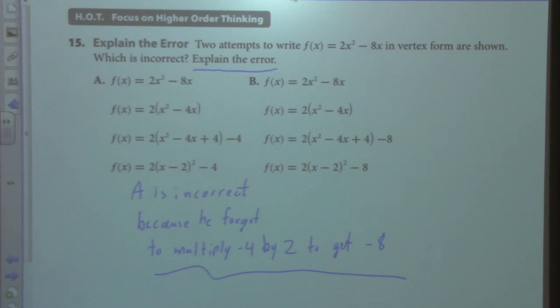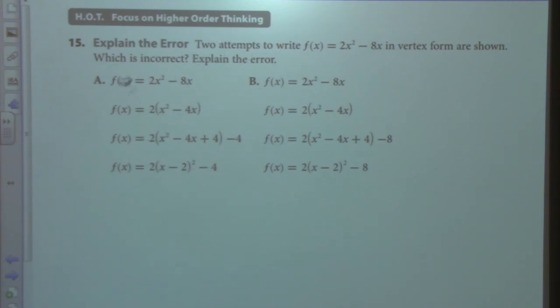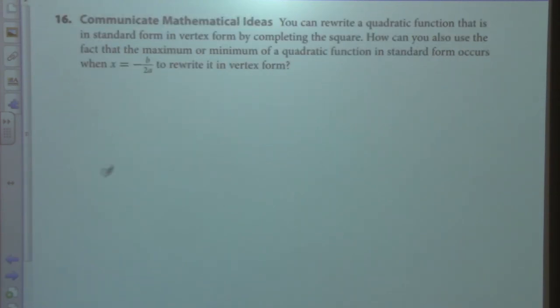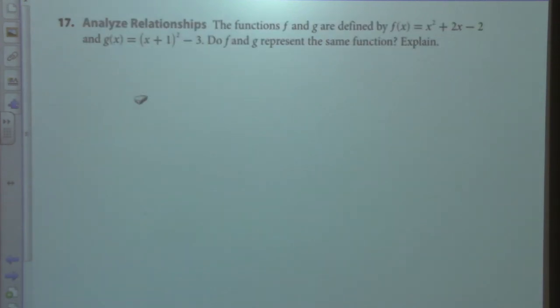Now what I want you to do for number 16 is not do 16. We're going to just go on to 17. It's not going to be for tomorrow.